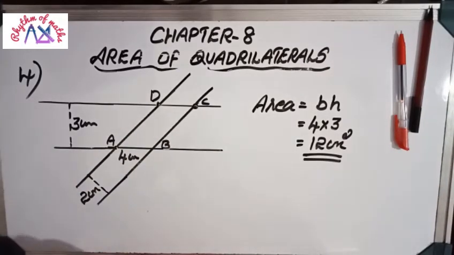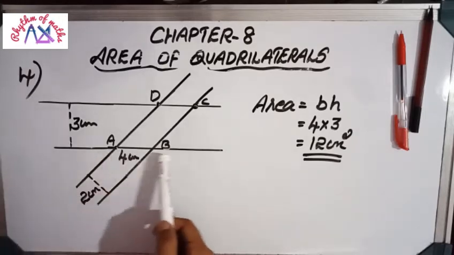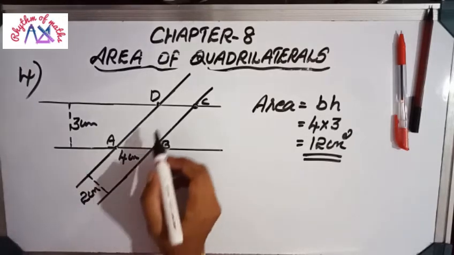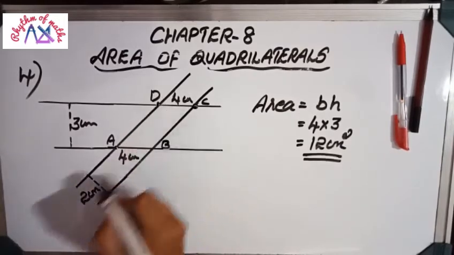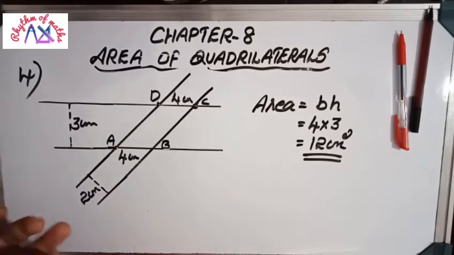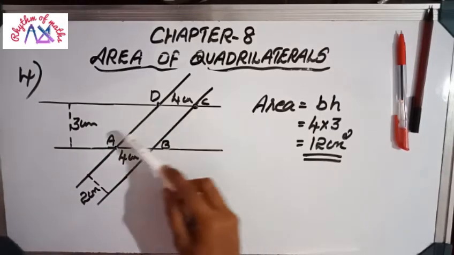Next we need to find perimeter. To find the perimeter we need all the four sides. Then only we can add and find the perimeter. Here AB is 4 centimeter. Similarly DC will also be 4 centimeter. We know opposite sides are parallel and equal. That's why. Next we need to find these two parallel sides BC and AD.